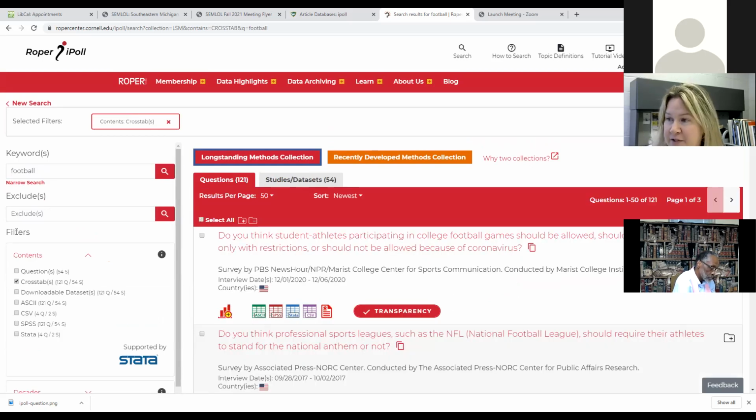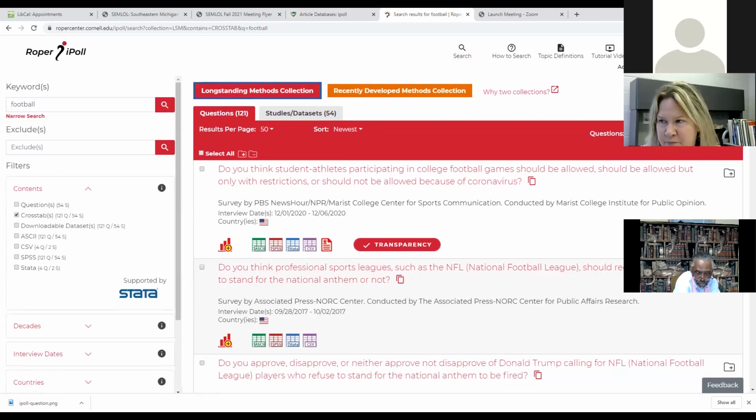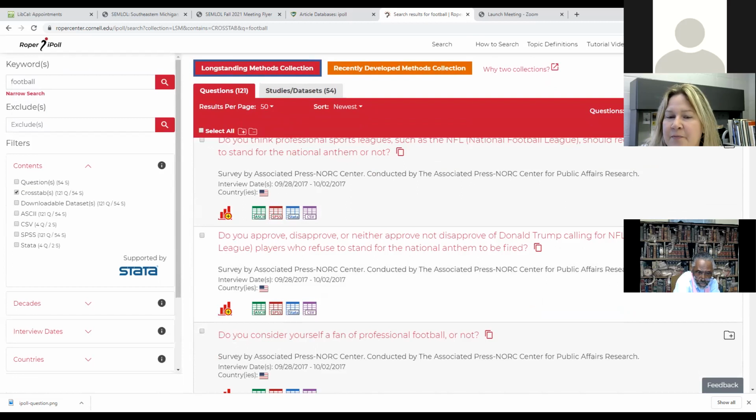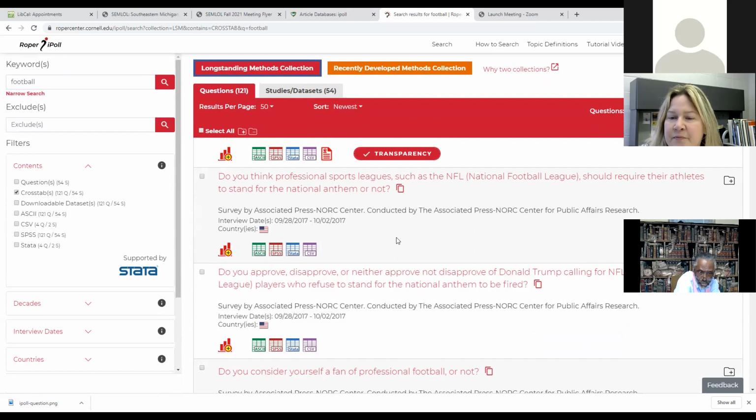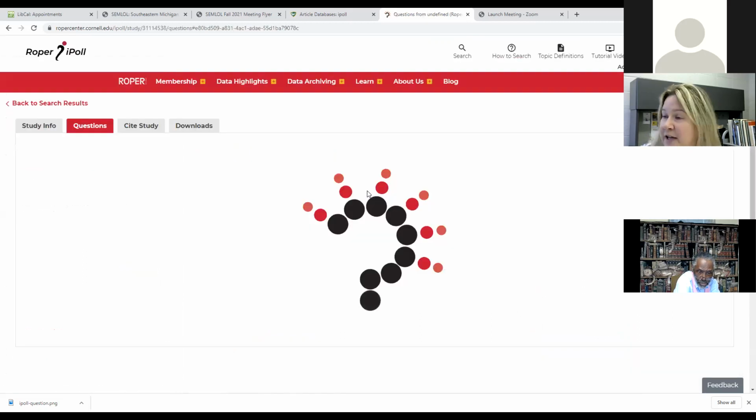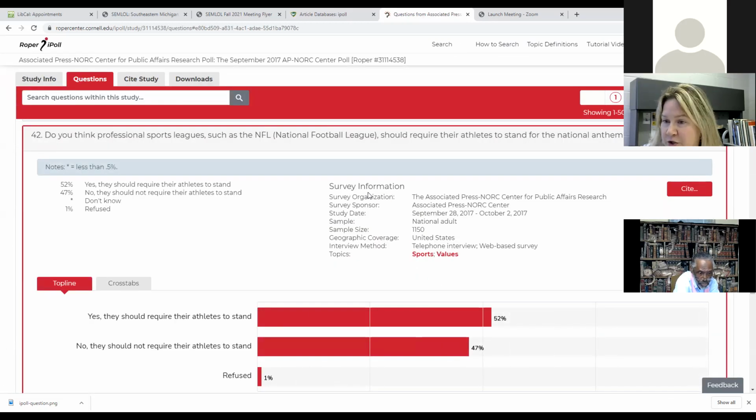So I lost some of the data, the questions that I had in my first results, because they did not have this crosstab feature. I'll explain what this means here. Okay, now we see some questions, such as this one: do you think professional sports leagues such as the NFL should require players to stand for the national anthem? I could click on this question to see the answer. Here was the answer to this question, from a national poll telephone interview survey.